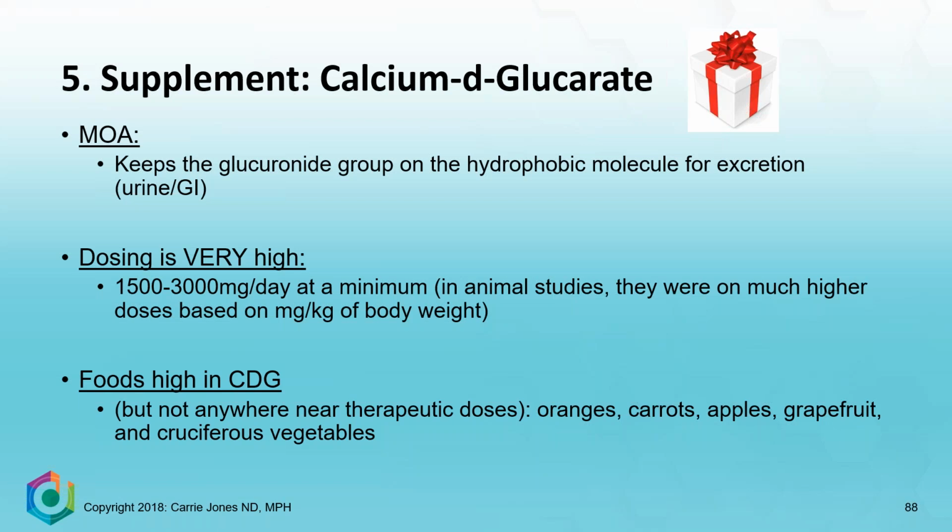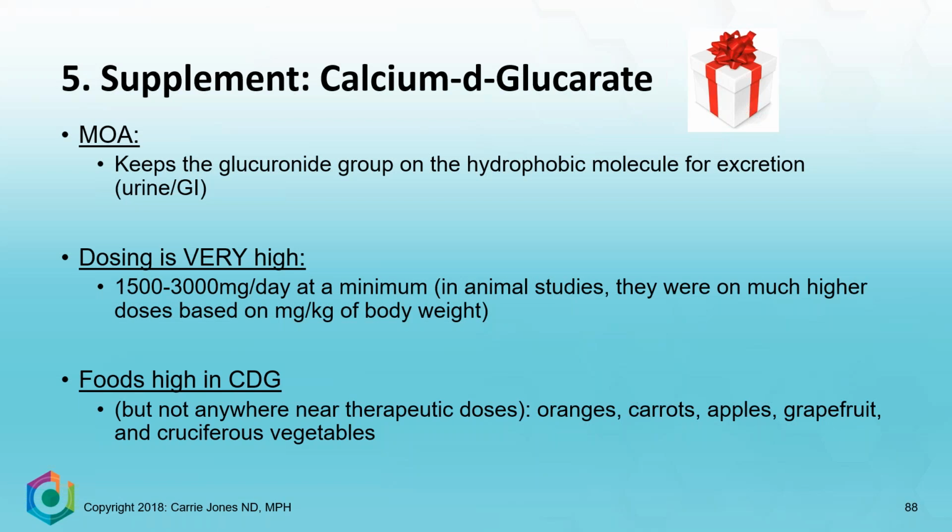Now, dosing is extremely high, 1,500 to 3,000 milligrams a day at a minimum, and in some animal studies it was much higher based on milligram per kilogram of body weight. But what they found was every little bit helped. So even animals who were taking a very small dose noticed a small decrease in circulating estrogen, and that it did affect the estrogen coming out of the feces. But if you're looking for actual therapeutic, you are going to have to go pretty high. And especially, keep in mind your patient's weight as well. So 1,500 might be more for a maybe thinner or normal body weight, 3,000 if the person has more adipose tissue on them and is very, very estrogen dominant.